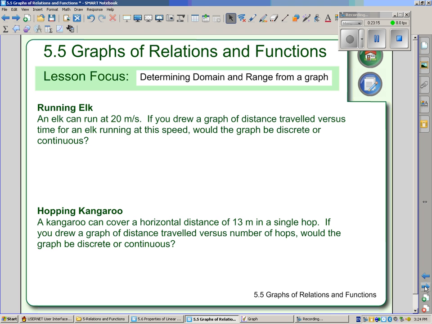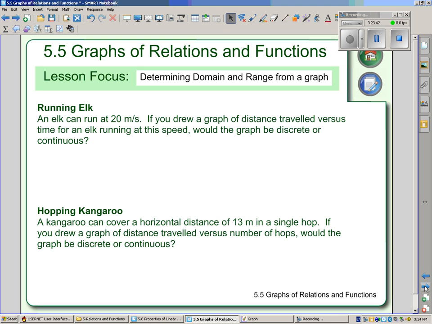A kangaroo. All right, a hopping kangaroo. A kangaroo can cover a horizontal distance of 13 meters in a single hop. If you drew a graph of distance traveled versus the number of hops, would the graph be discrete or continuous? All right, so again, maybe just draw a little chart. We're going to be talking about these two scenarios tomorrow. I do want to just look at the wording.